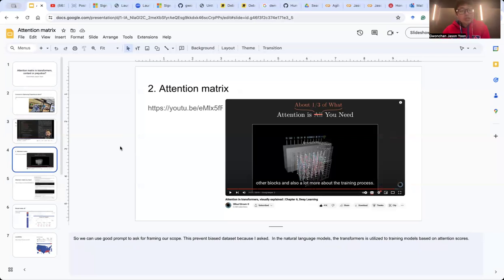So we can use a good prompt to frame our scope, because this prevents bias in the data set, since I asked like a query. In neural network models, the transformer is utilized to train models based on attention scores.